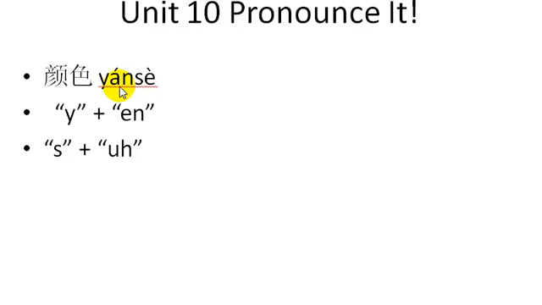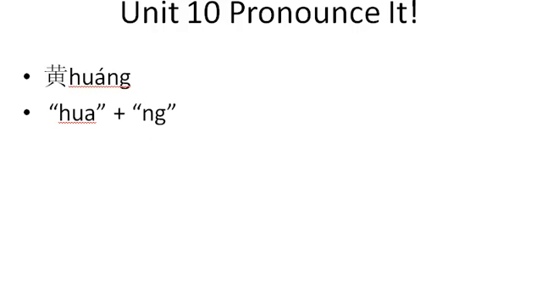Okay, the an final also sounds like n, as in taken. So with the y before it, we come up with yan, and it's a rising tone, second tone. Yan. And then we have se, which is s. Second tone, yan. Fourth tone, se. Yan se. That's the word for color, remember. Yan se. Alright, let's take a look at the next one.